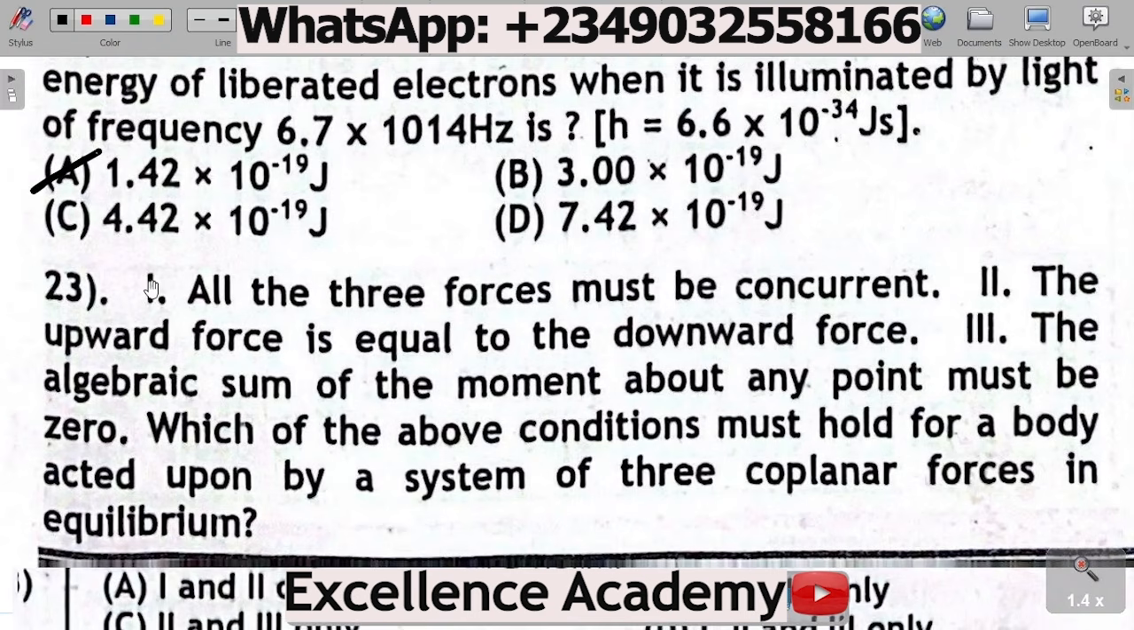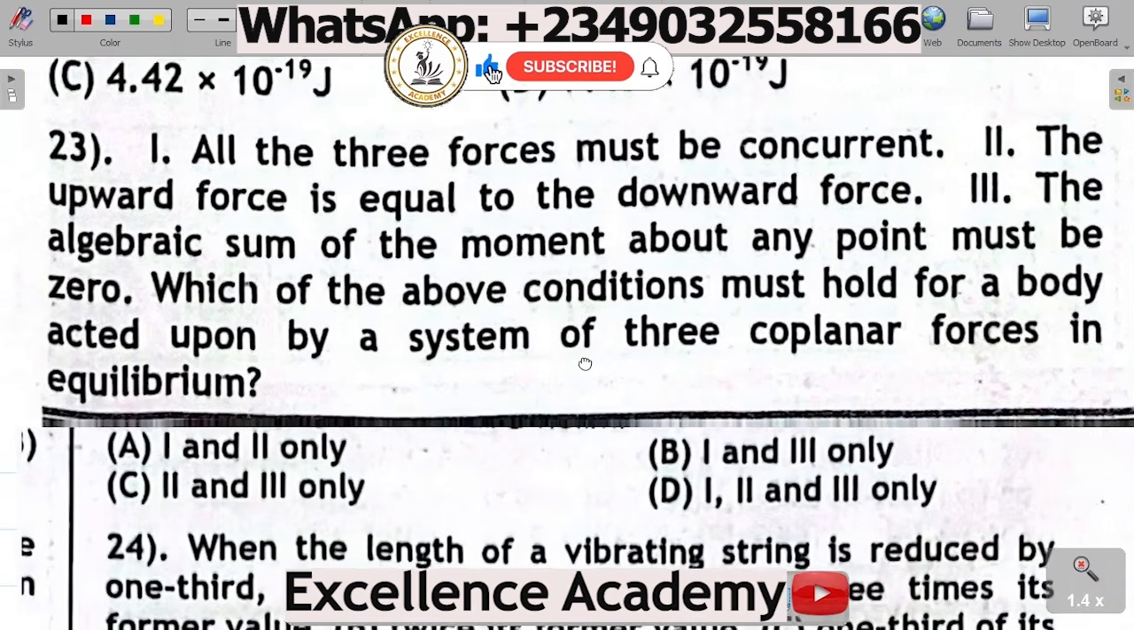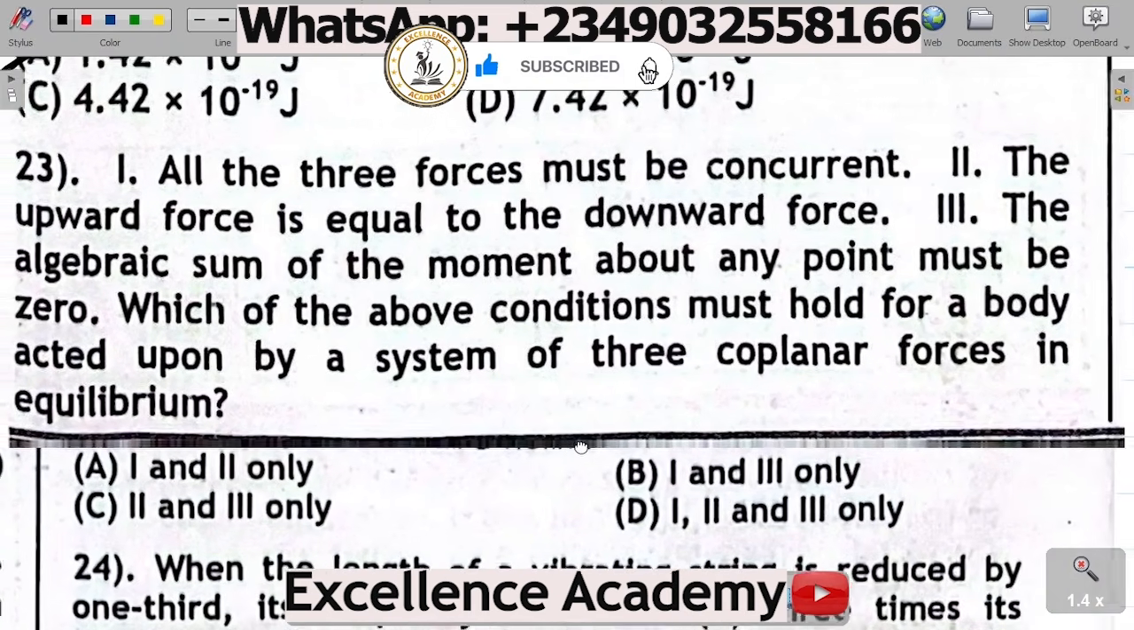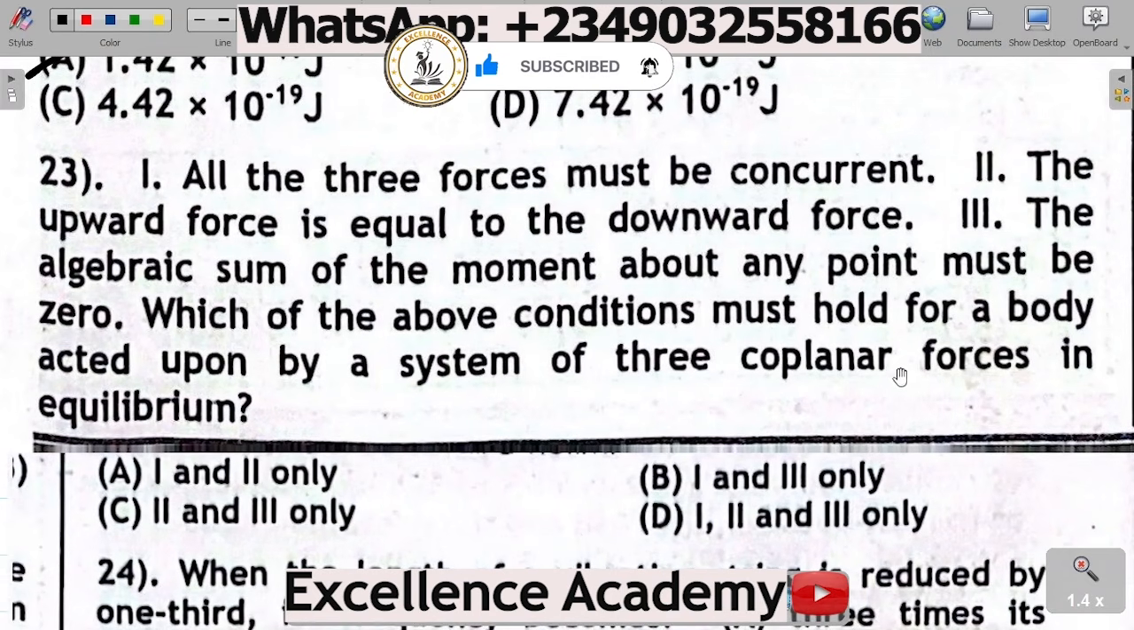Question 23 says: one, all the three forces must be concurrent. Two, the upward force is equal to the downward force. Three, the algebraic sum of the moment about any point must be zero. The question here is, which of the above conditions must hold for a body acted upon by a system of three coplanar forces in equilibrium? You have option A, option B, option C, and option D. Now you want to note that if you have three coplanar forces, number one, these three forces must meet at a point.